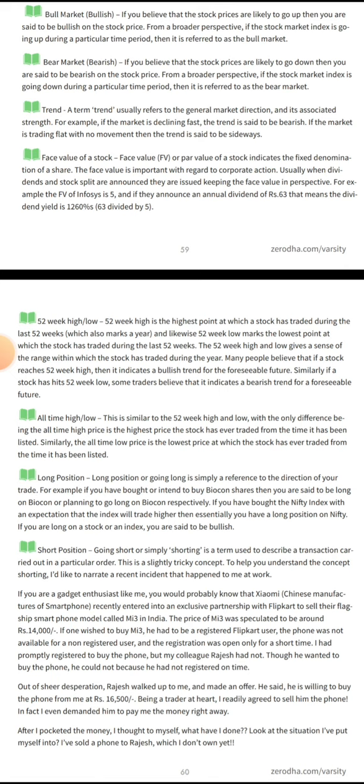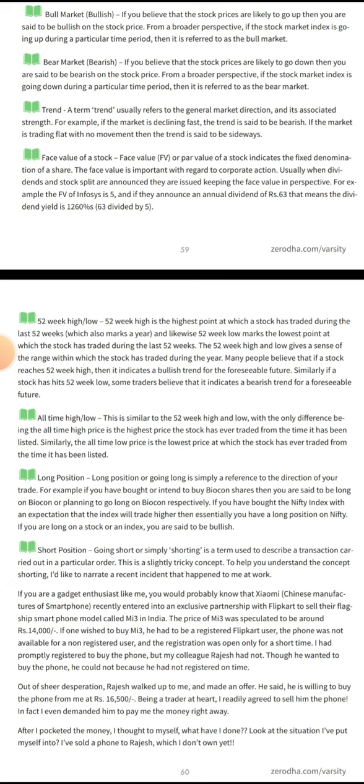If you are a gadget enthusiast like me, you would probably know that Xiaomi, the Chinese manufacturer of smartphones, recently entered into an exclusive partnership with Flipkart to sell their flagship smartphone model called Mi3 in India. The price of Mi3 was speculated to be around rupees 14,000. If one wished to buy Mi3, he had to be a registered Flipkart user. The phone was not available for a non-registered user, and the registration was open only for a short time.